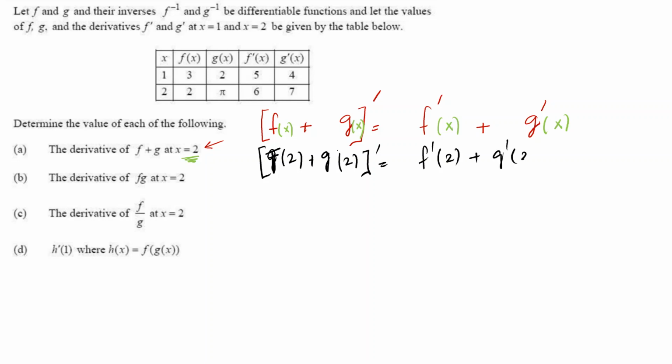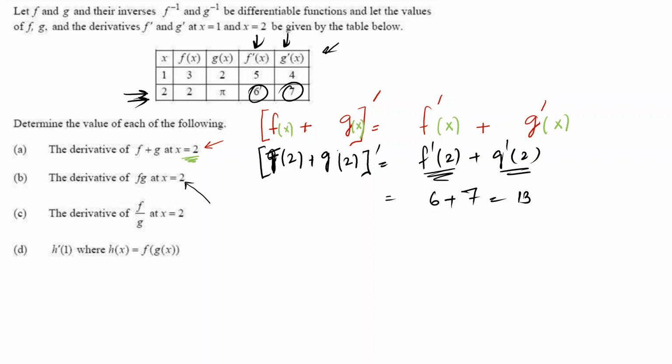Now look at the derivative table and put the values over here. F prime of 2: f prime is here and 2 is here. So f prime of 2 is 6, plus g prime of 2. So g prime of x is here and 2 is over here. So it is 7. So 6 plus 7 is 13. Now take the next question.